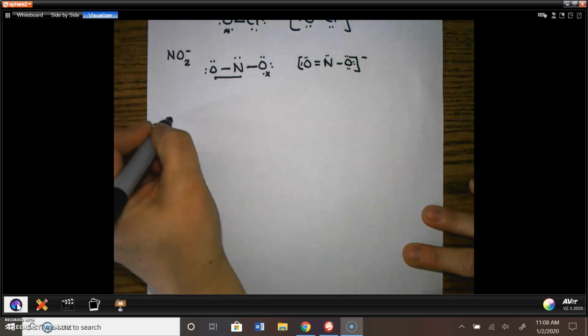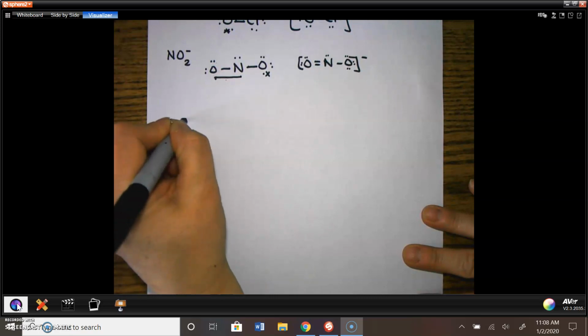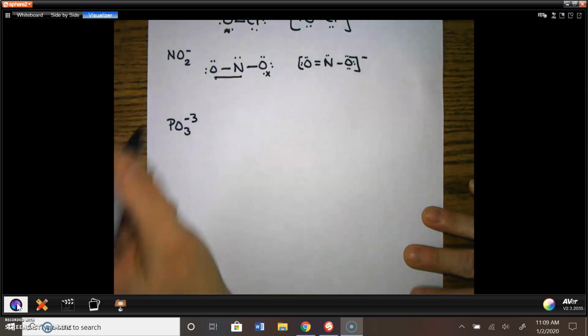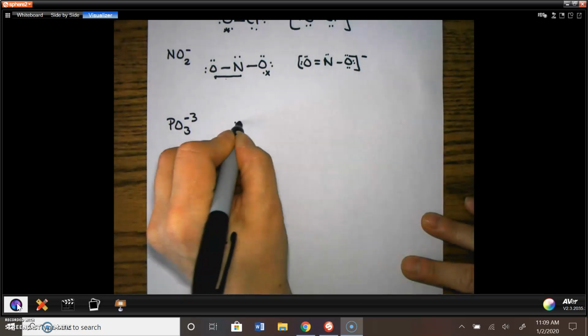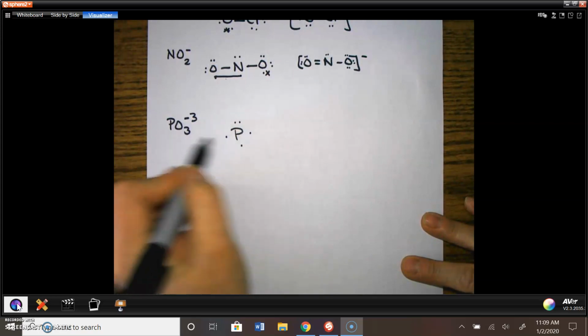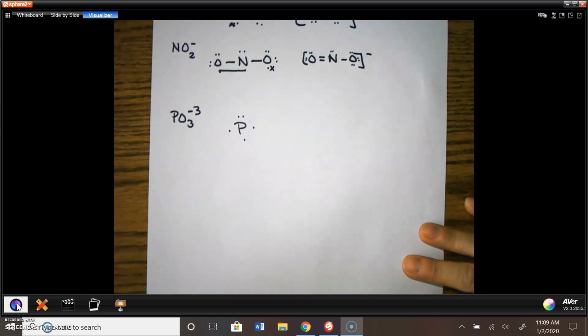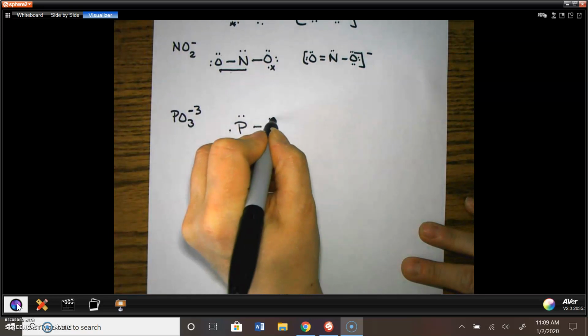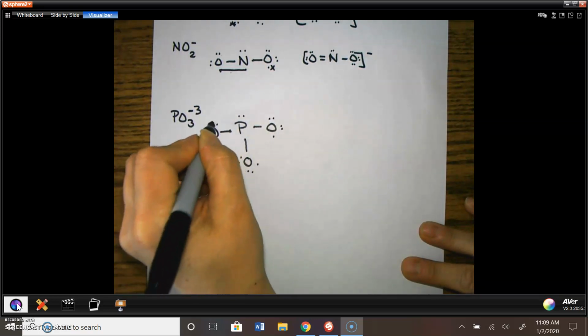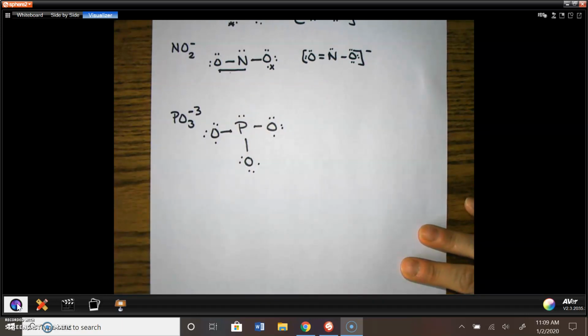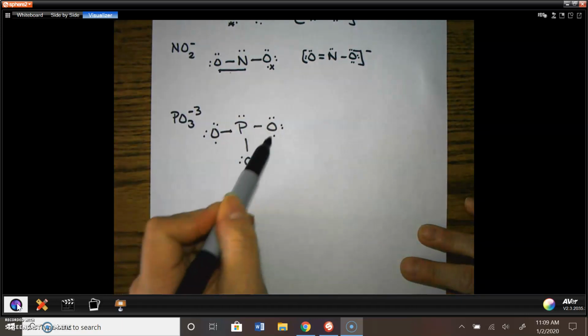So how about give it a shot, try PO3 minus 3. What's going to happen there? So why don't you pause this and give this one a shot, see what you come up with. All right, so phosphorus needs the most bonds. That's going to go in the center. I got 3 oxygens. I got 3 dots for phosphorus to need a bond. So I can put 1 oxygen at each phosphorus.